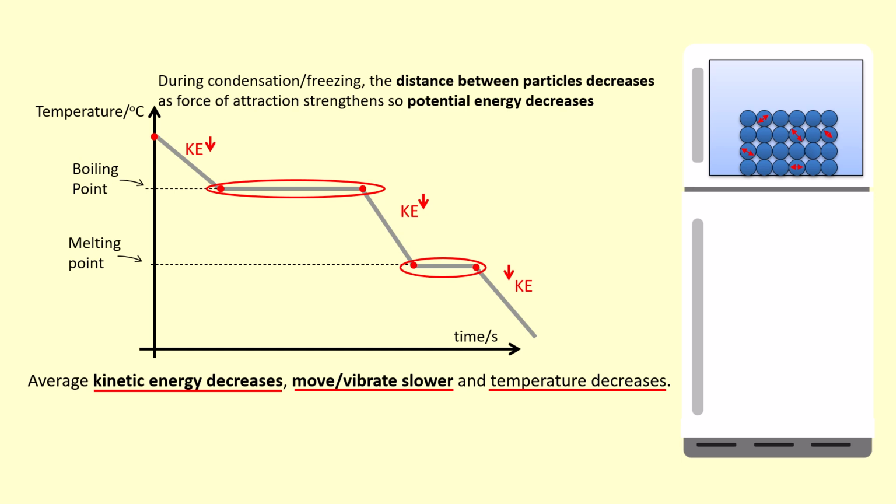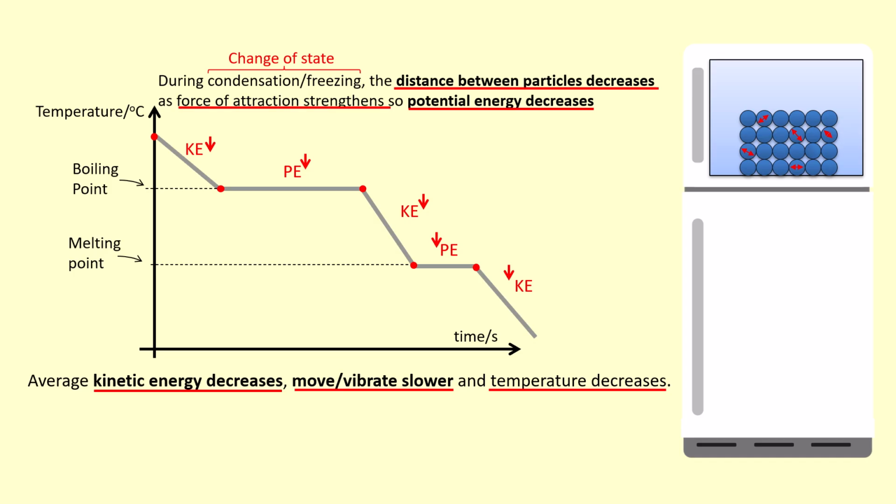During these horizontal sections, we call those changes of state, in this case condensation and freezing. The potential energy is decreasing during these sections, because the particles are moving closer together and the force of attraction is actually getting stronger. The force of attraction is strongest in the solid.